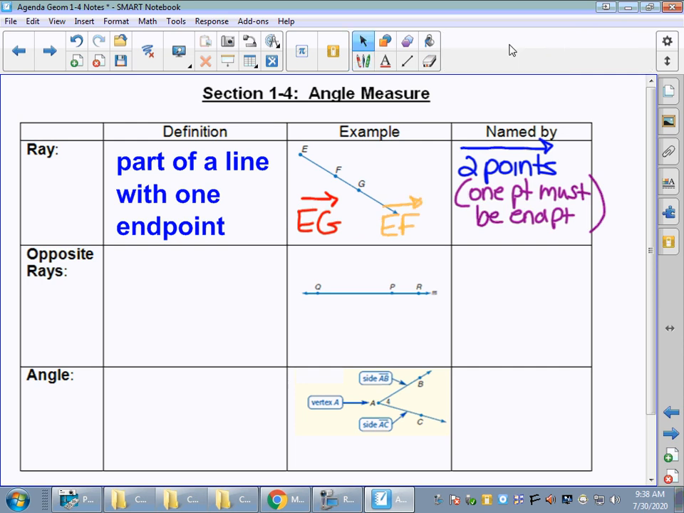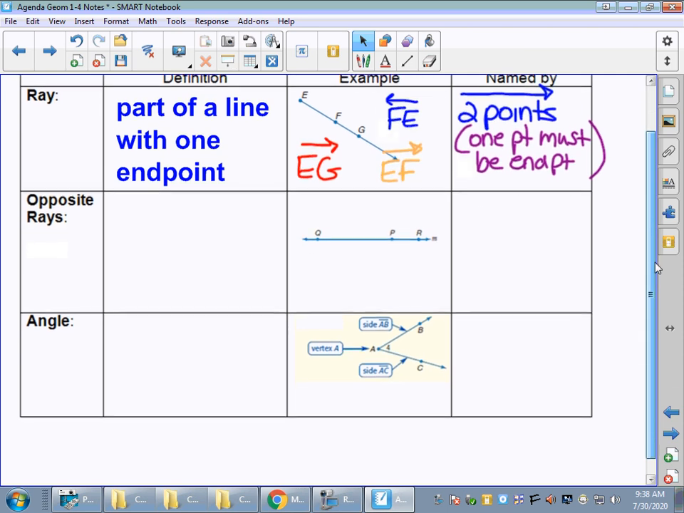Sometimes people ask, could I name it FE if I wanted to? Well, you could. It all depends on how you put that ray above it. If you wanted to name it FE, we still have to know that E is the endpoint and it keeps going past F. I think that looks weird. I prefer to put the endpoint first and the point after that it keeps going.